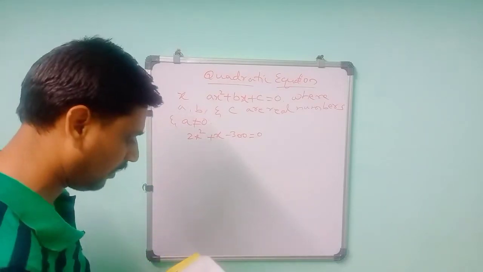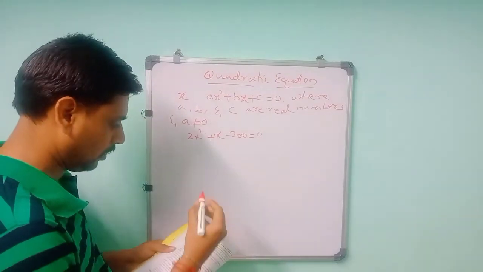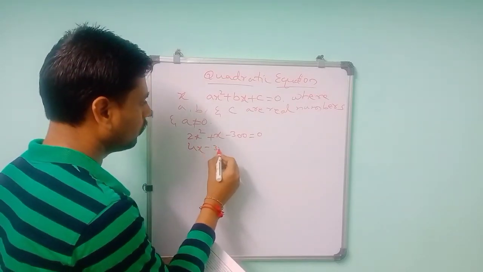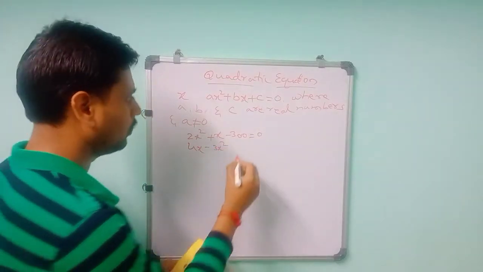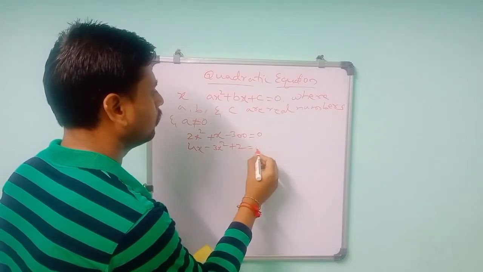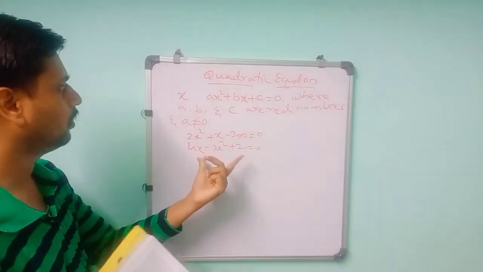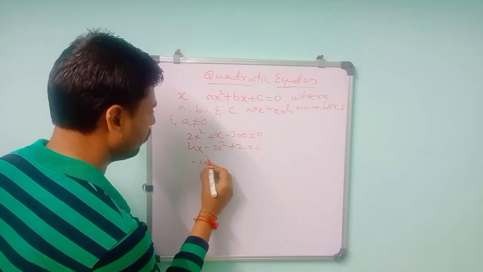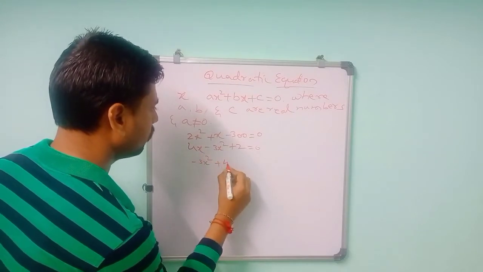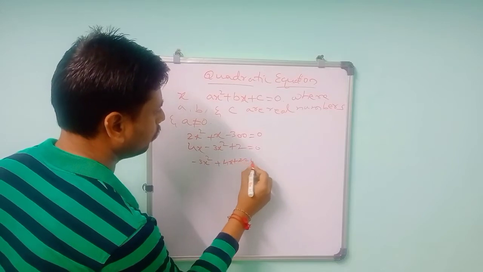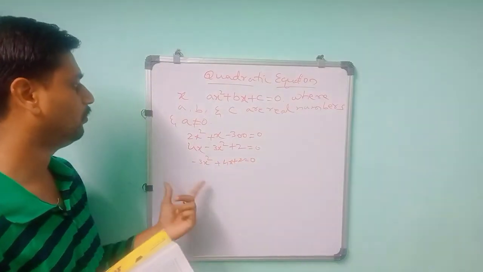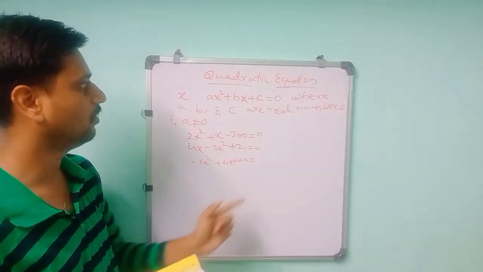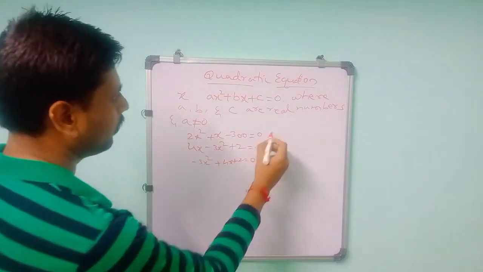If you take another example, like 4x minus 3x square plus 2, you have to write it in this form only. First write the x square term, then plus 4x plus 2 is equal to 0. So this is also a quadratic equation, because it is in the form ax square plus bx plus c. So these are the examples for quadratic equations.